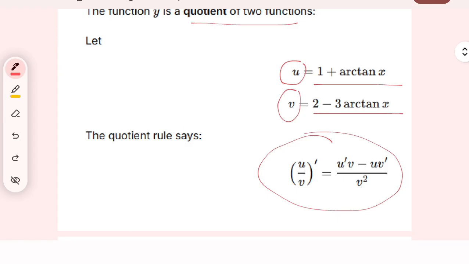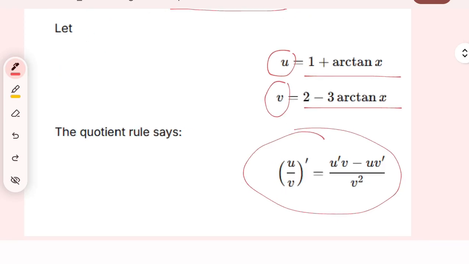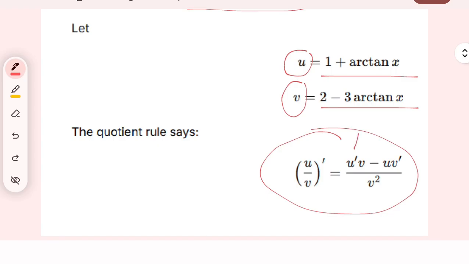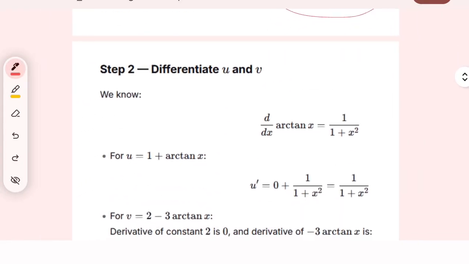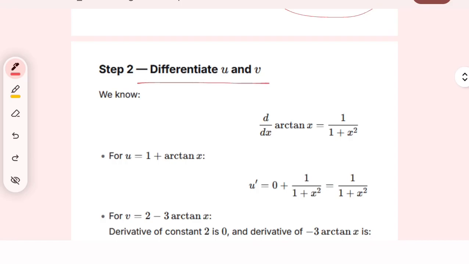Once we have u and v, we will take the derivative of u and v, because in the formula here is the derivative of u, and here we have the derivative of v. Once we have the derivatives, we need to put them back into the formula, where we also have v squared, u and v. So now that we have u and v, we will differentiate them. We will have the derivative of u and the derivative of v.